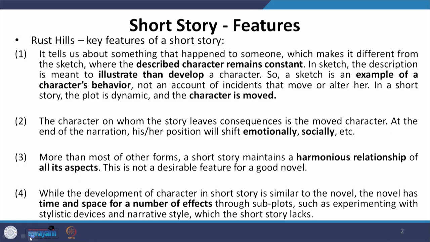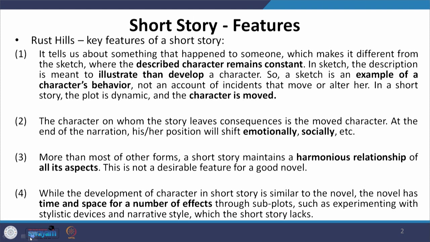In a short story, the plot is moving, it's not static. It's a dynamic plot and the characters are moved from their original position, from the way they are, the way they think from the beginning to the end. A journey, albeit a short one, has taken place. So, the character on whom the story leaves consequences is the moved character. At the end of the narration, his or her position will shift emotionally, socially, or in any other way.